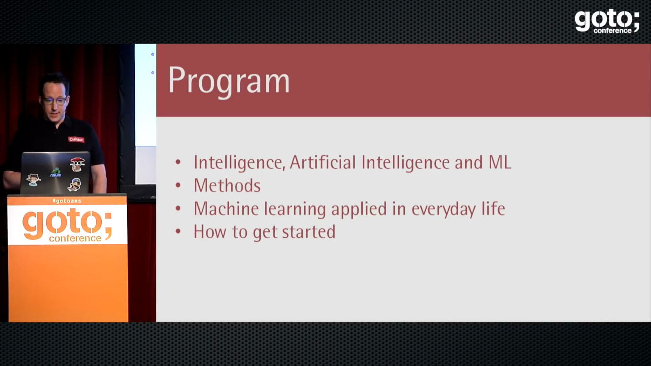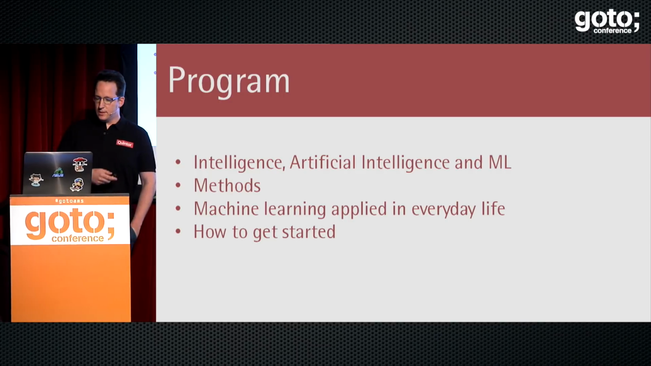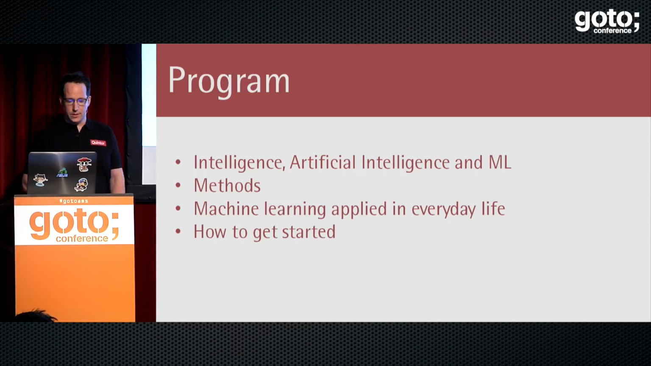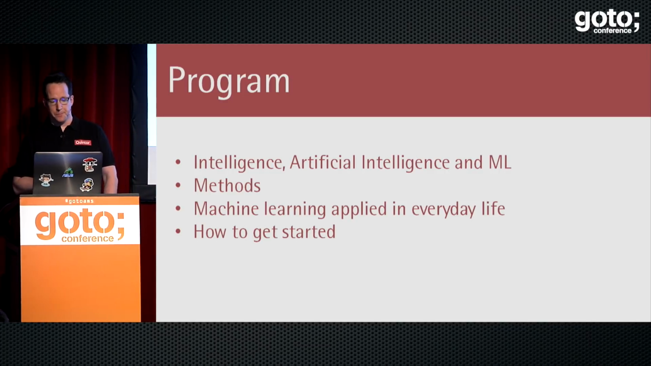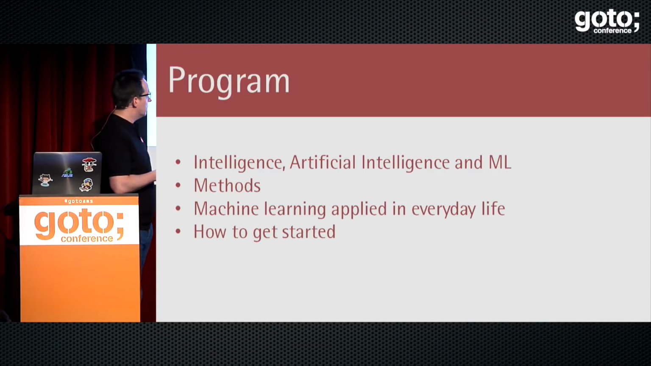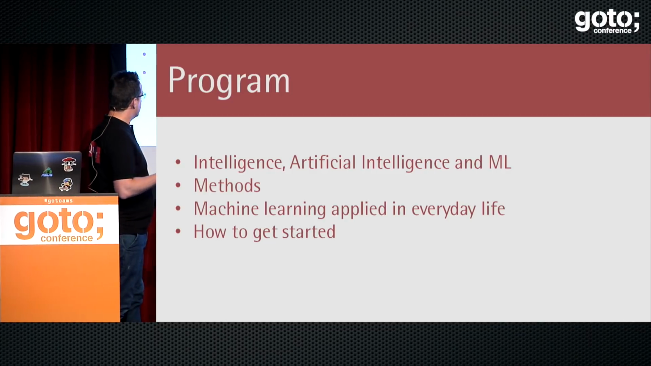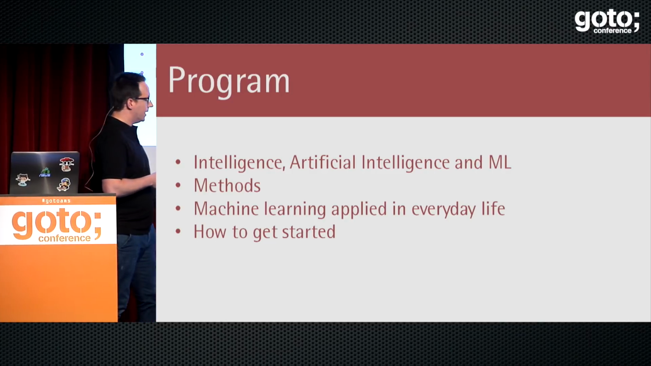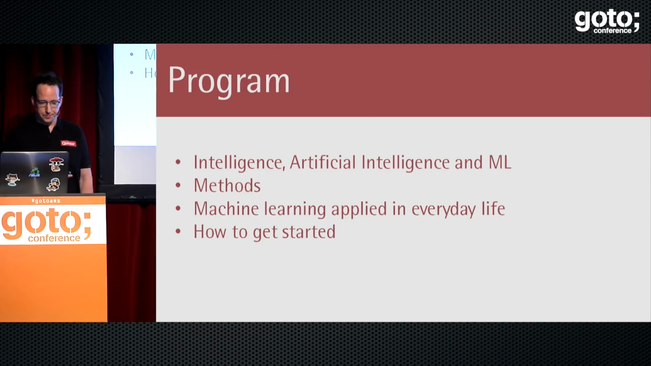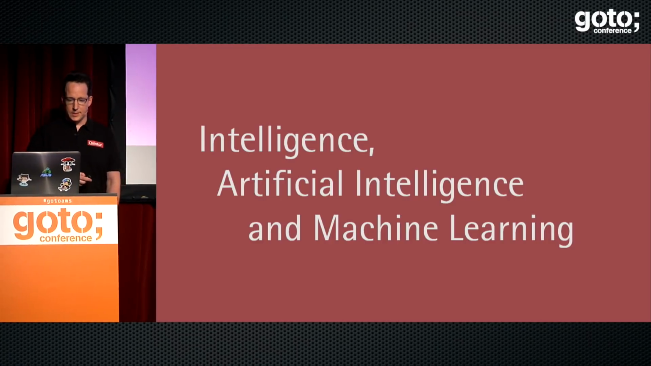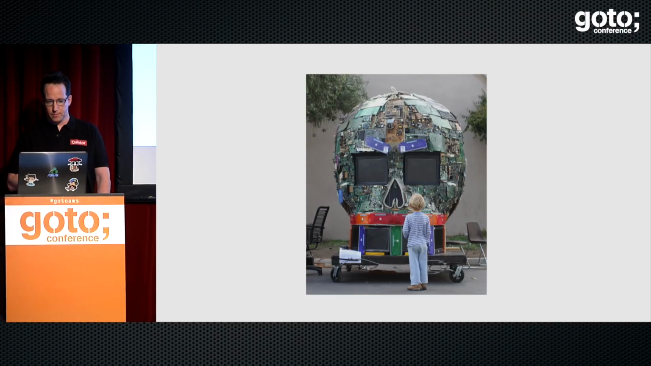Today we're going to talk about intelligence, artificial intelligence, machine learning, how those relate to each other, what methods are used in this area, how machine learning is applied in everyday life, a small section, and how to get started, so how to get yourself on your way eventually. So intelligence, artificial intelligence, and machine learning. Let's have a quick introduction.